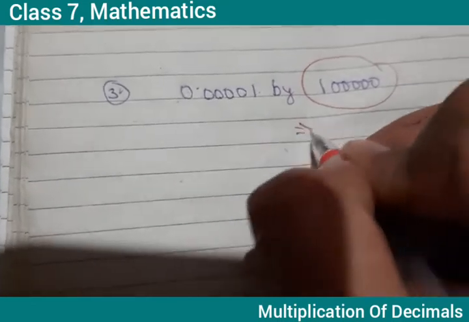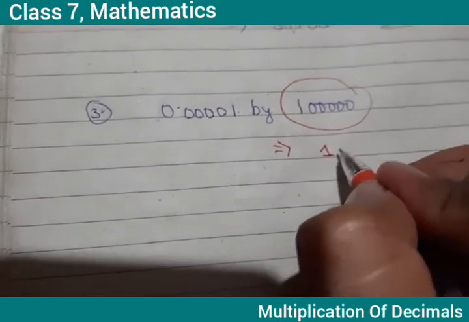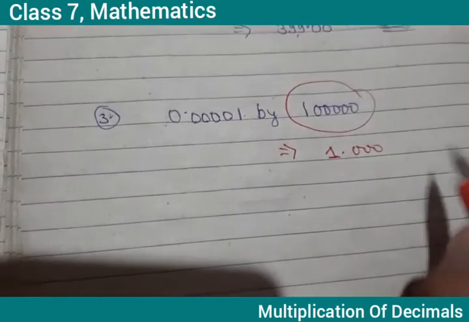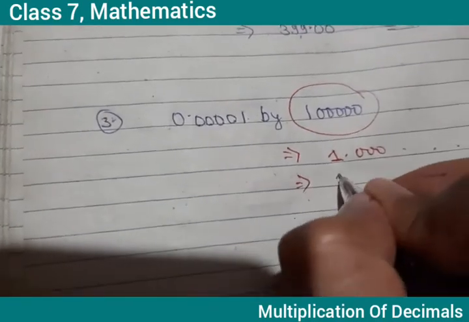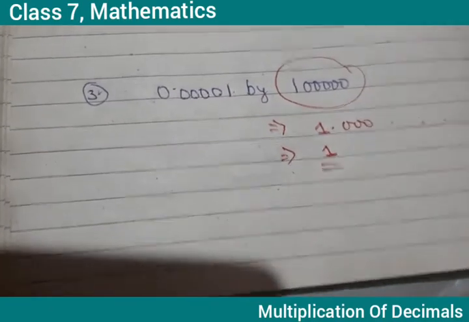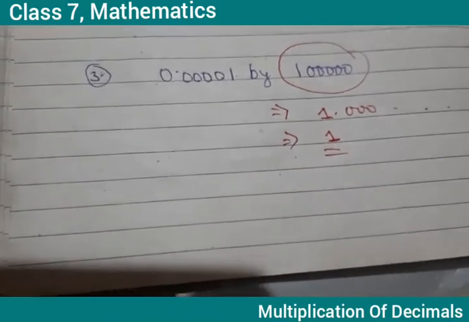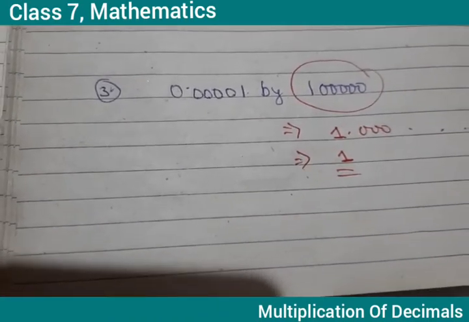That means the final answer will be what? 1, because it will be 1.00 etc. So the final answer will be 1. This we can take out in a fraction of a second. So this is our final answer.